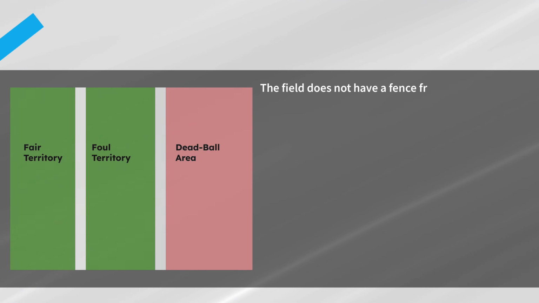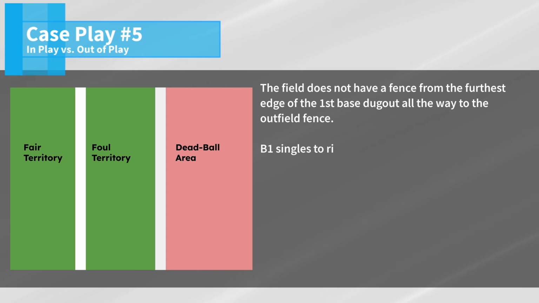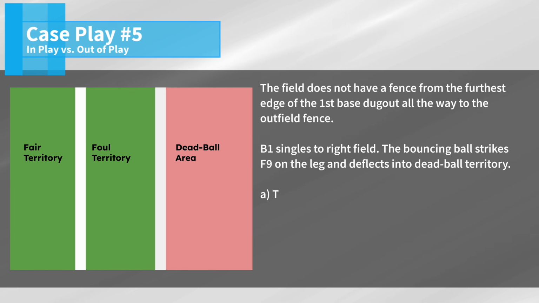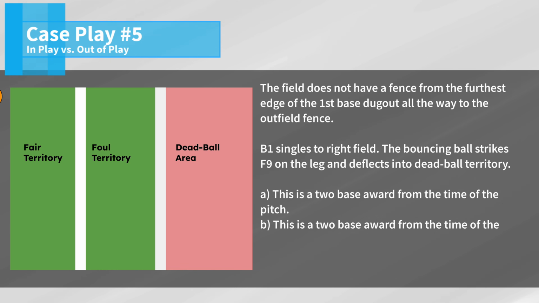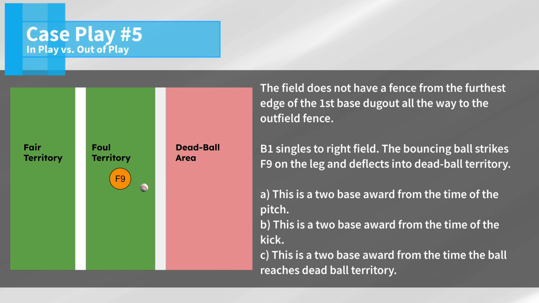Case play number 5. The field does not have a fence from the furthest edge of the first base dugout all the way to the outfield fence. B1 singles to right field. The bouncing ball strikes F9 on the leg and deflects into dead ball territory.